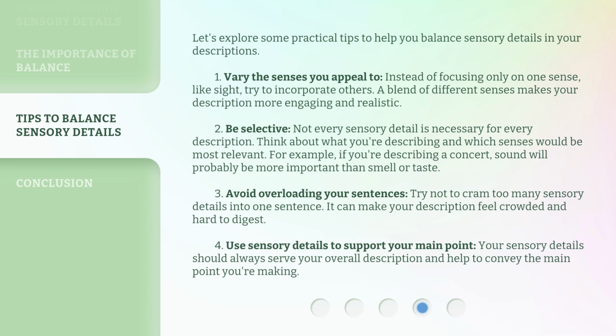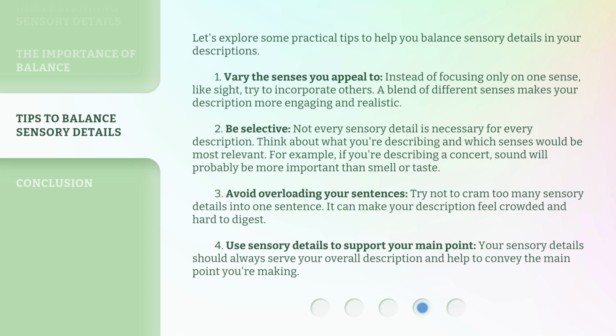2. Be selective. Not every sensory detail is necessary for every description. Think about what you're describing and which senses would be most relevant. For example, if you're describing a concert, sound will probably be more important than smell or taste.